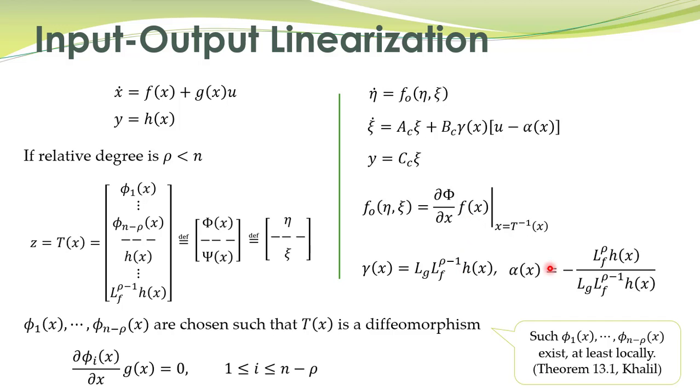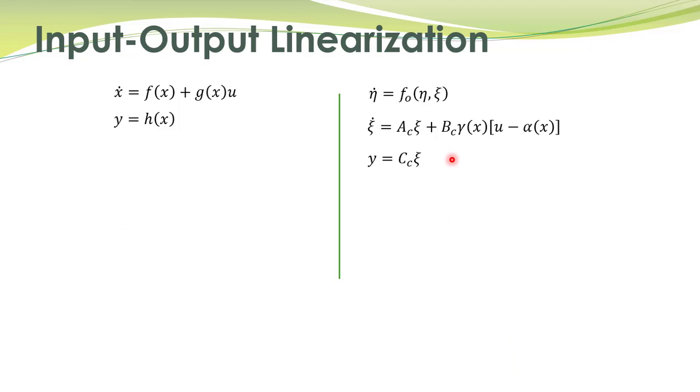We shall also derive these expressions, and once we have this form, which we call the regular form or normal form, we can define this control law as we did for the case of full state linearization, and then this system is converted into this form, which is the input output linearized system.